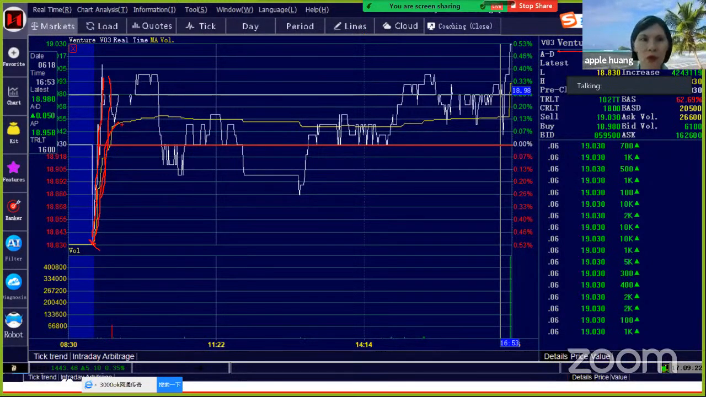Members, remember to turn off your audio, so as not to disturb the class. And then we can see the yellow line. Most of the time, it actually moves above the zero line. So Venture, in fact, is trading higher most of the time. What it means is Venture last trading day is bullish.